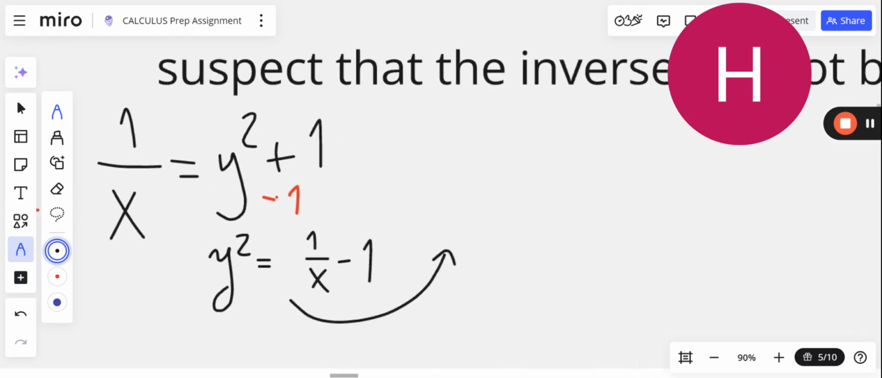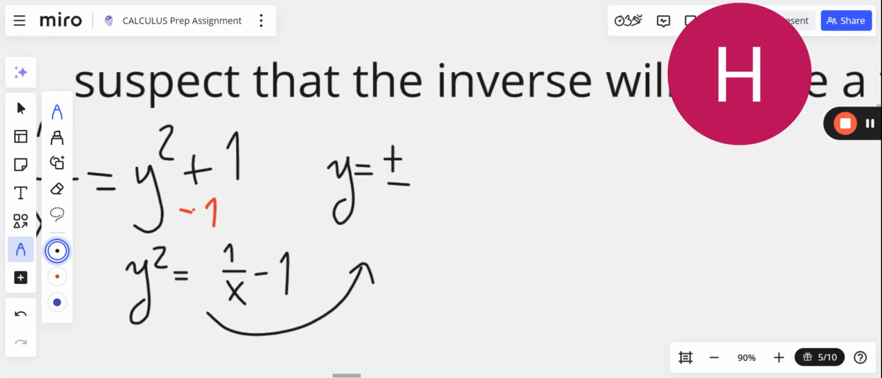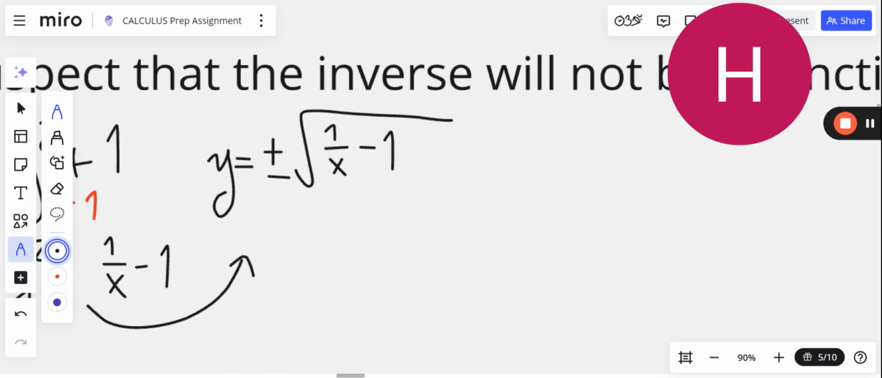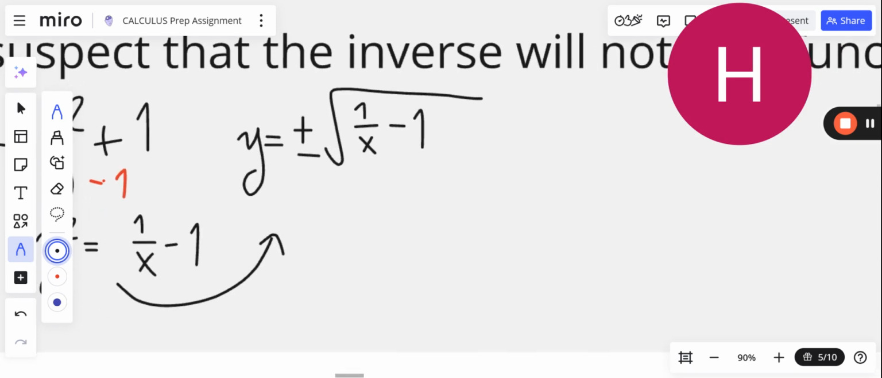And then lastly, I have to take a square root to solve this. So it's going to be a plus or minus square root of 1 over x minus 1. And that kind of reveals as well why it's not a function, because we have a plus and a minus of a square root. Okay, so what would that look like?